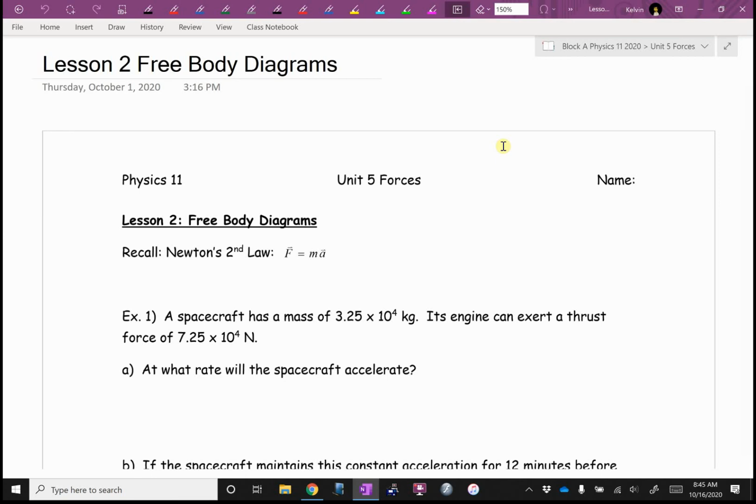Then we had Newton's third law, forces come in pairs, but now we're going to start to use the equation a lot more. F equals what? Ma. And sometimes we'll use Newton's second law modified: a equals F over m.